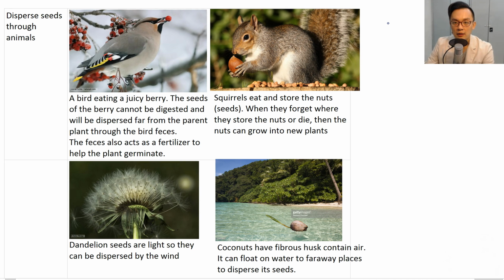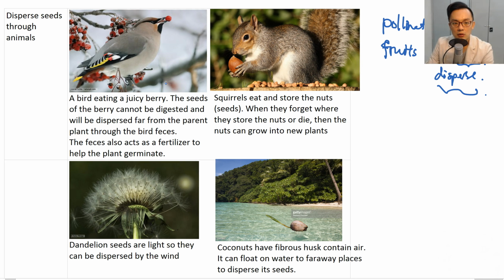So now the plant has pollinated, and it will create fruits with seeds, and now they have to find a way to disperse these seeds so that the children, the young plants, will not fight with the parent plant for air, food, water, space, sunlight, and so on and so forth. Okay, so there are many ways that plants can disperse their seeds as well.